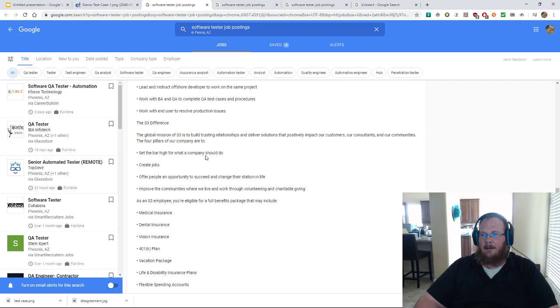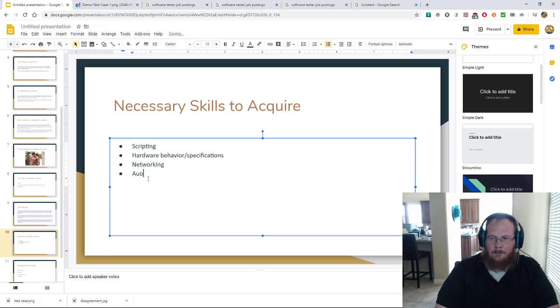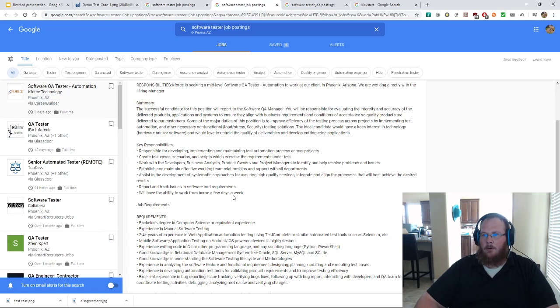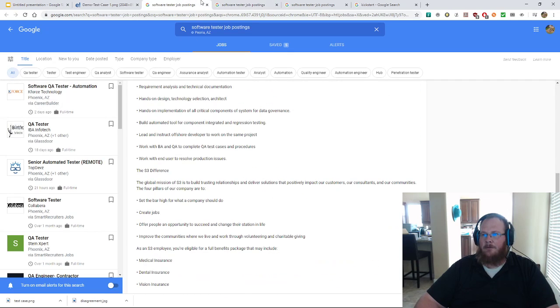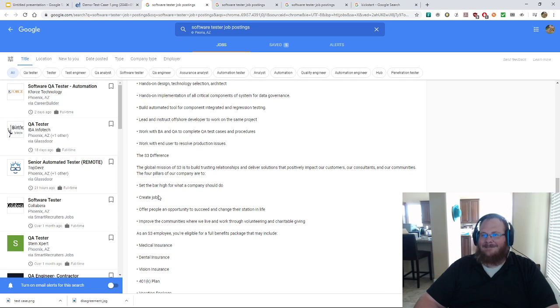That is ridiculous. Lead and instruct offshore developer to work with the same project. We're still going to put automation in here, but not to that level that they're asking for or expecting. Am I in the wrong one? Set the bar high for what a company should do, not a QA's job. The 4 pillars of the company are to do these things. I like that they have 4 pillars and they have like 12 bullet points.